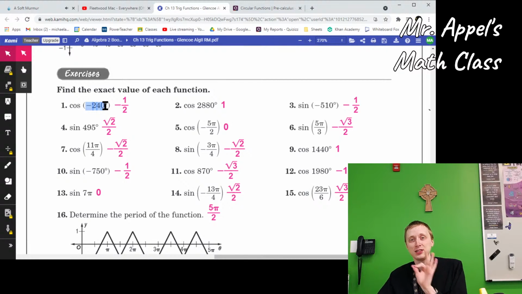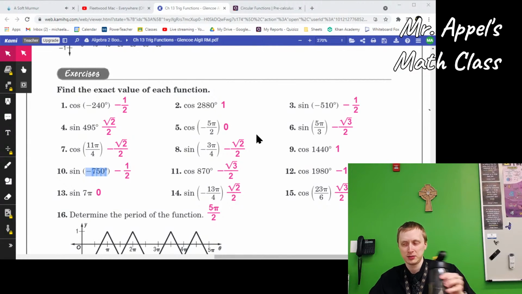I have positive 240 on my unit circle. I don't have negative 240 on my unit circle. And especially if they have a really large negative one? Yeah, negative 750 degrees, right? What's the catch with that one?